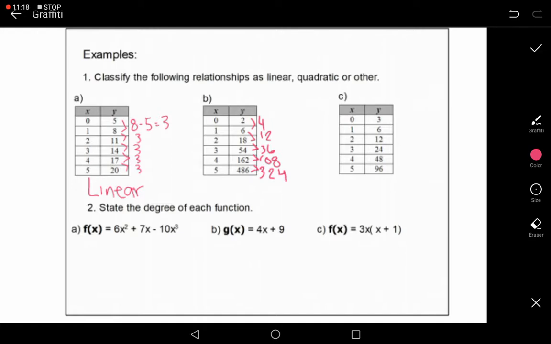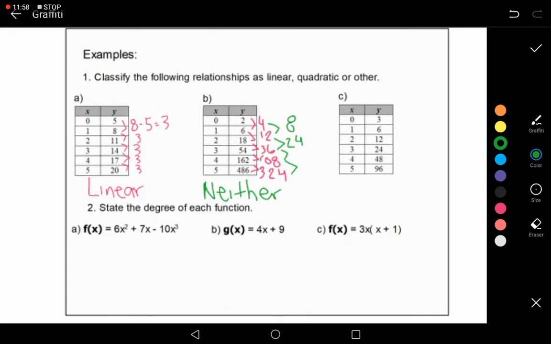So we have to move on. We know this is not linear. We move on to figure out if the second differences are constant. I'm just going to change colors. Draw my little arrows. So 12 minus 4 is 8. 36 minus 12 is 24. So I can continue, just to make sure, but I know 24 and 8 are not the same number. So this obviously is neither, or other. Because for it to be quadratic, those second differences have to be the same.